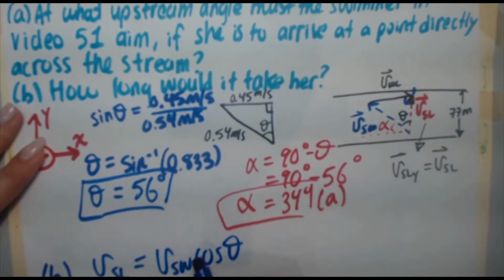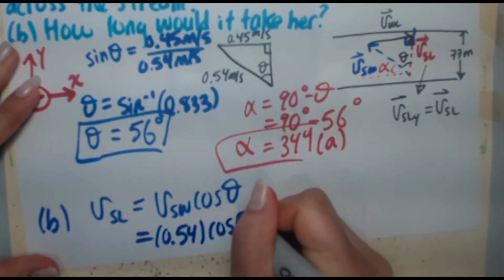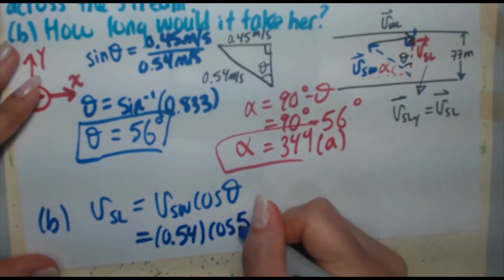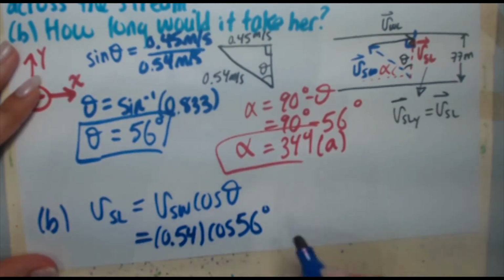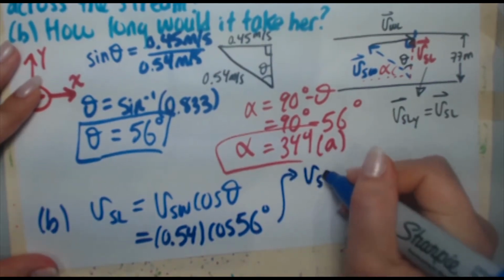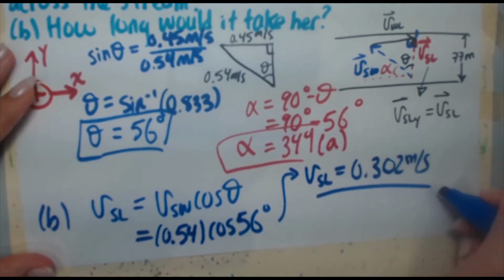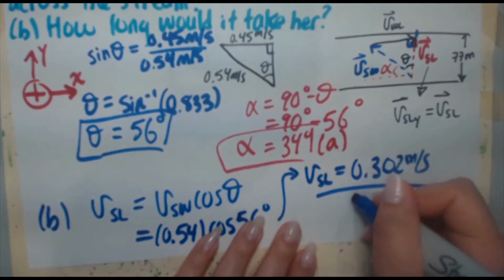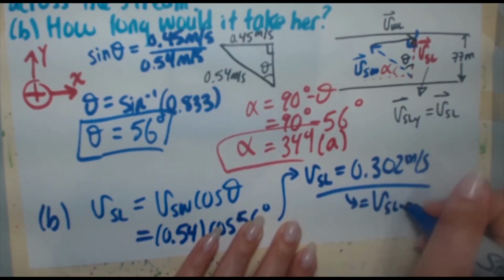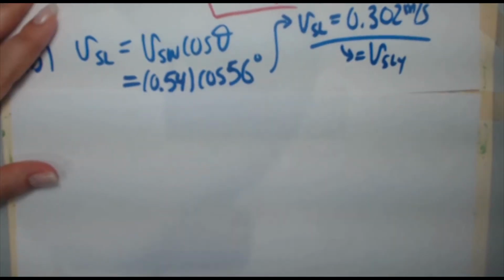So VSL is our 0.54 times cosine of, and this time we have to use 56 degrees since we're dealing with the original triangle, times cosine of 56. So VSL is equal to 0.302 meters per second, and that is the same as VSLy, because VSL is already going in the y direction. Okay, so let's move that up.